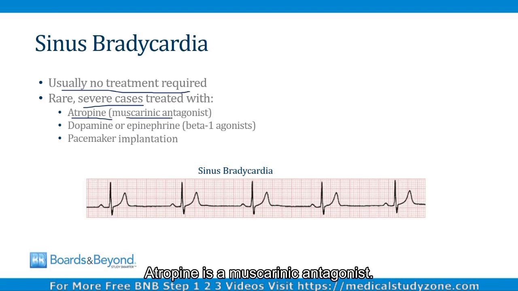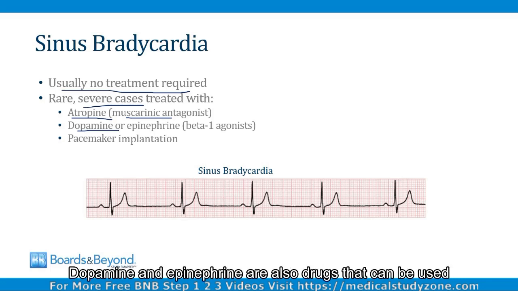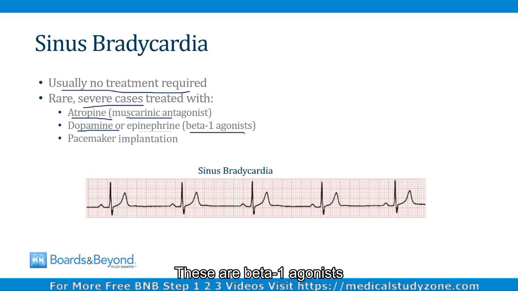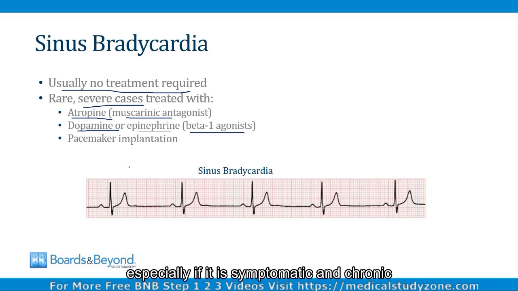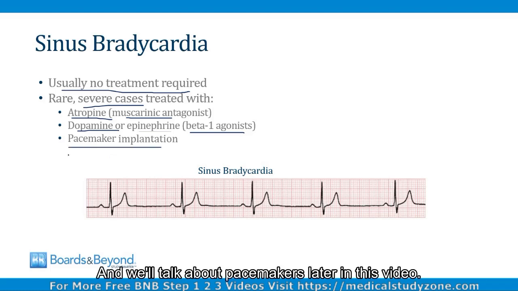Atropine is a muscarinic antagonist. It blocks the parasympathetic nervous system and therefore it increases the heart rate. Dopamine and epinephrine are also drugs that can be used to treat sinus bradycardia. These are beta-1 agonists, and they will increase the rate of depolarization of the SA node. And then patients with marked sinus bradycardia, especially if it is symptomatic and chronic, often go on to require a pacemaker. And we'll talk about pacemakers later in this video.